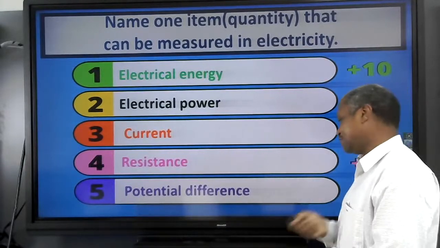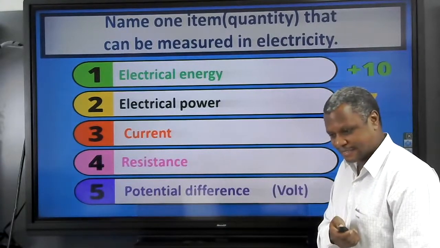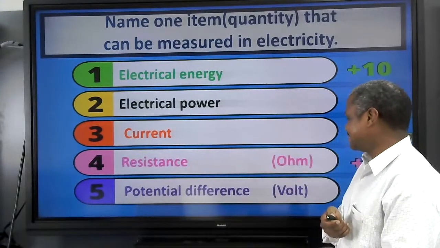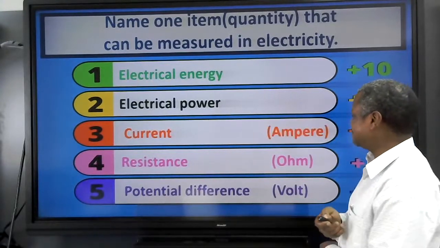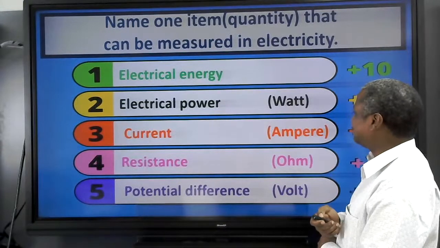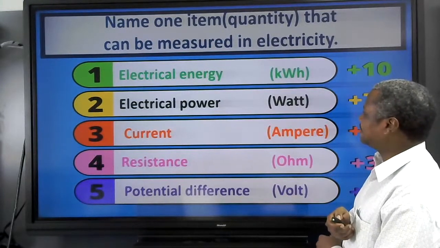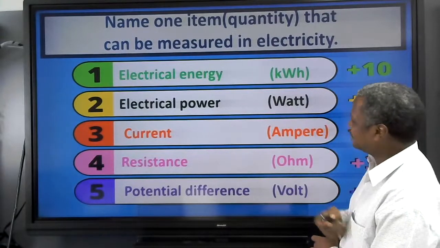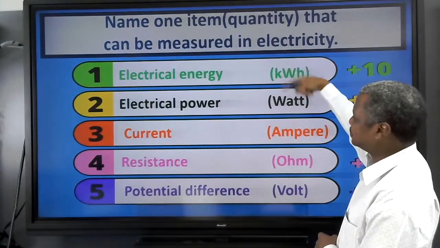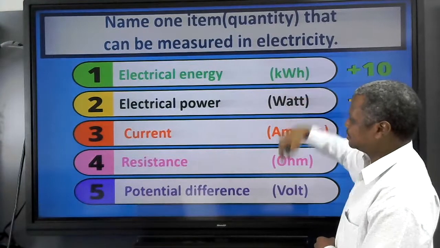Now, the potential difference here, this is the voltage. I can see some of you wrote it. Resistance is the ohm, the current is the ampere, the electrical power is the watt, and the electrical energy is in kilowatt hour. Now, these two, number one and number two, is what we are going to study today.